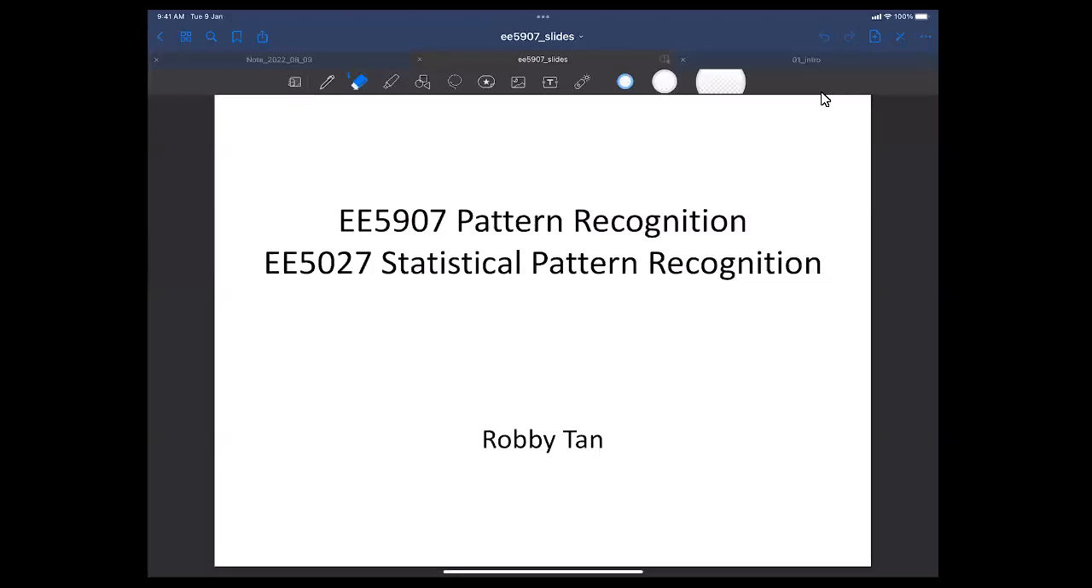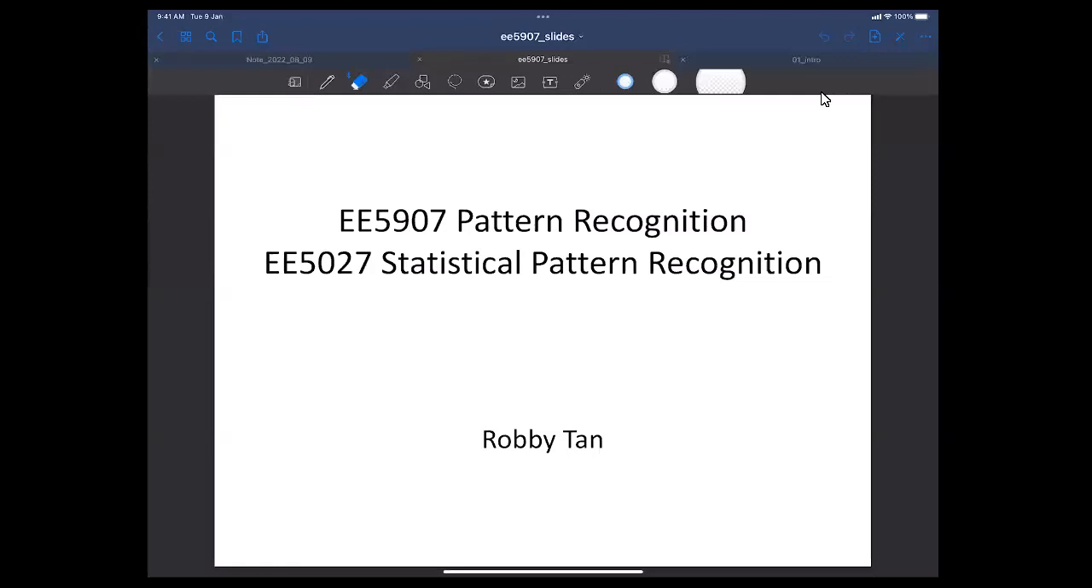All right, let's start the second section. Right, everyone, we start the second section here.